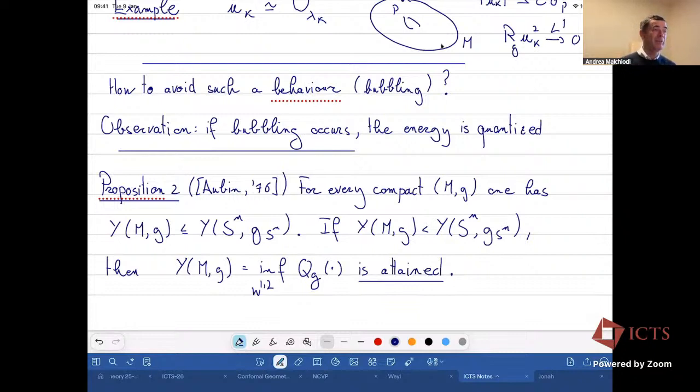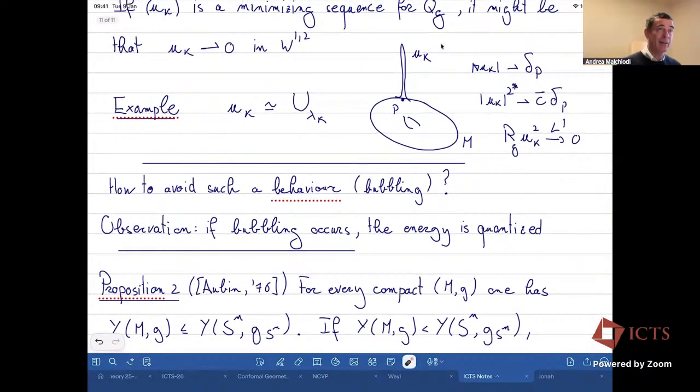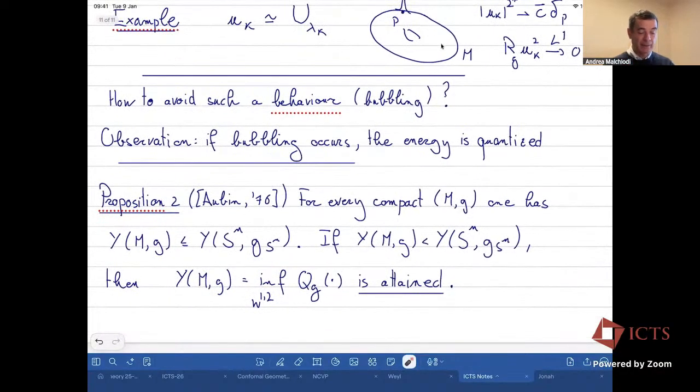Okay, so I'll leave a proof written in the notes. I don't think I have time to go through the proof, but the idea is the following. So what is the enemy when you consider a minimizing sequence? There could be a formation of bubbles of this kind, and I said it comes with a quantization. If there is a formation of a bubble, you can prove that the energy that has to form is at least the Yamabe constant of the sphere.